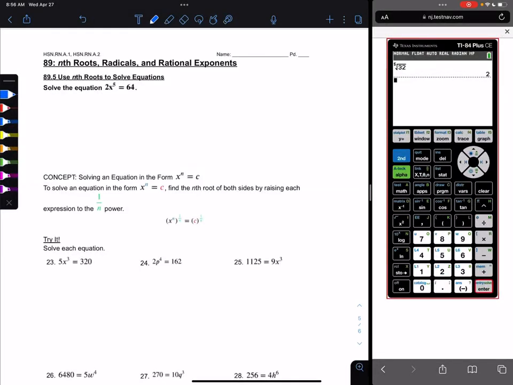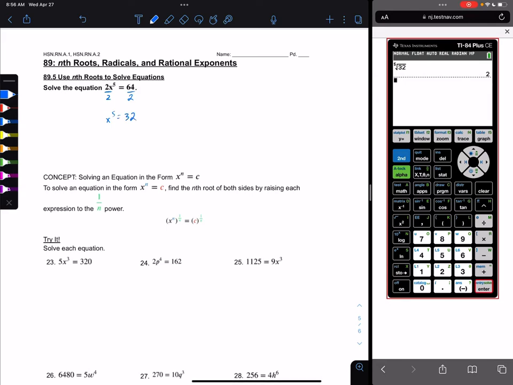In this video, we're going to look at topic 89, example 5, use nth roots to solve equations. We're told to solve the equation 2x to the fifth equals 64. Quite simple. Your first step is to isolate your variable. So divide both sides by 2. So we get x to the fifth equal to 32.